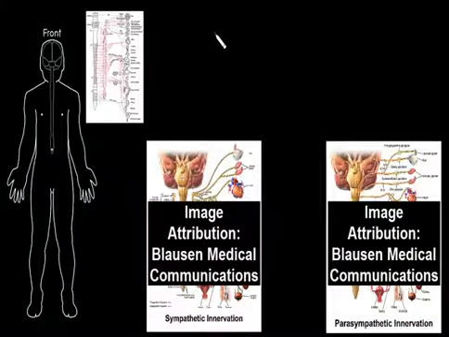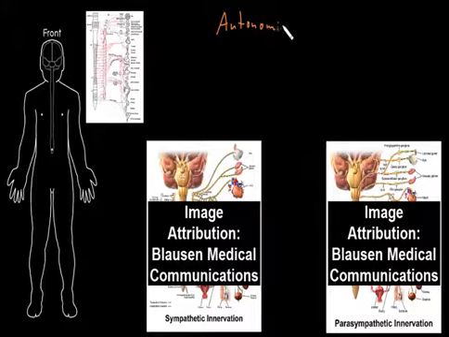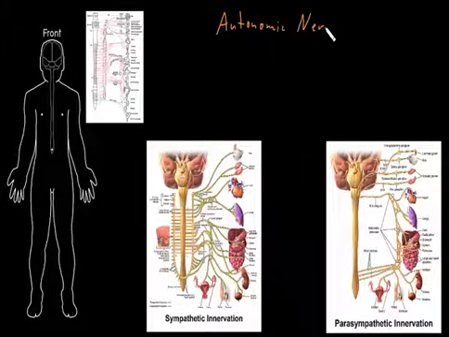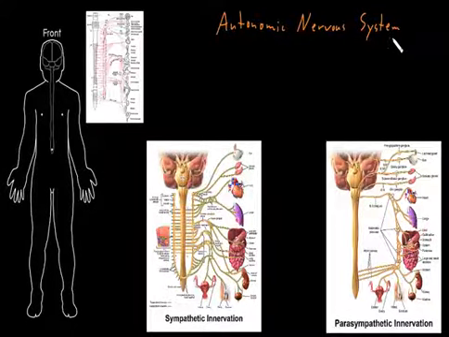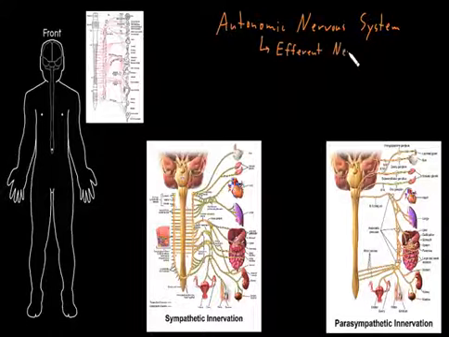In this video, I want to introduce the autonomic nervous system, which is part of the overall nervous system. This is a functional division of the nervous system, not a structural division like the central nervous system and the peripheral nervous system. The autonomic nervous system consists of efferent neurons in the peripheral nervous system that do specific jobs. These neurons control 3 different types of cells.